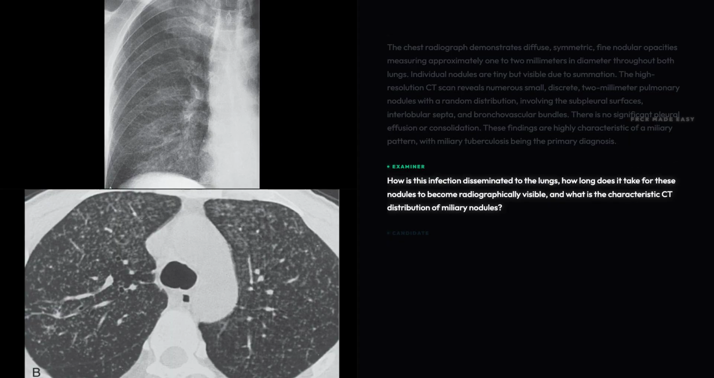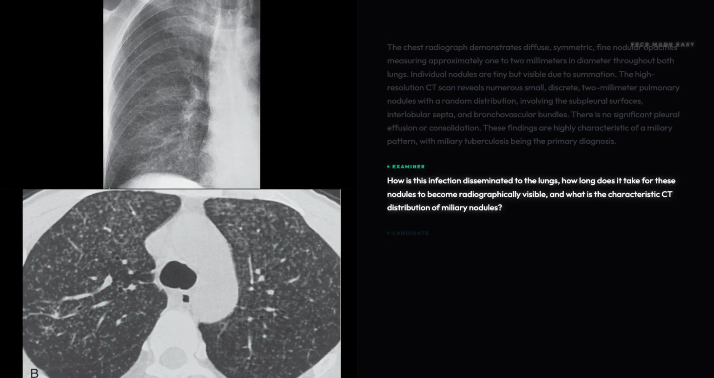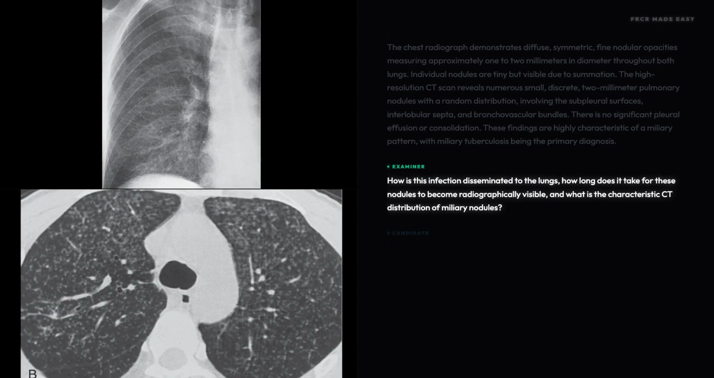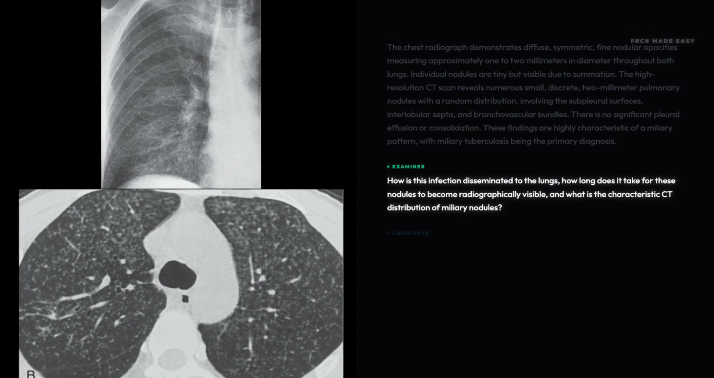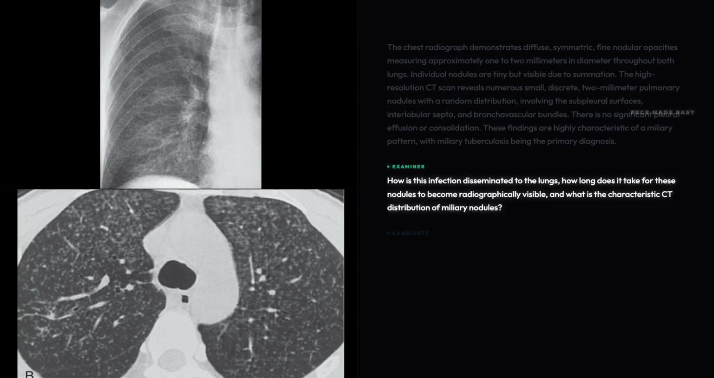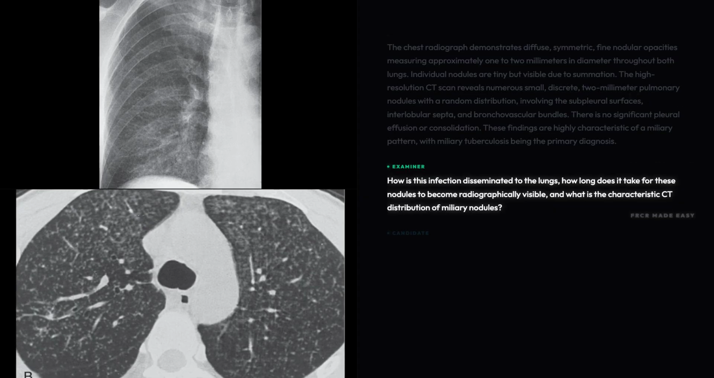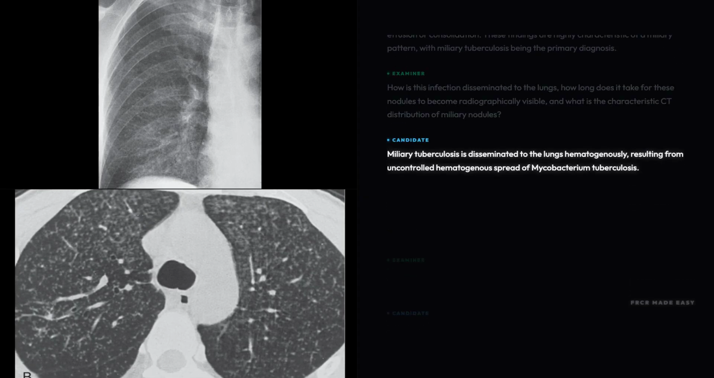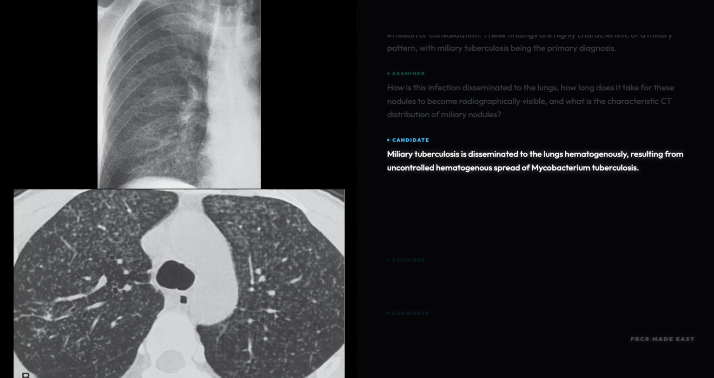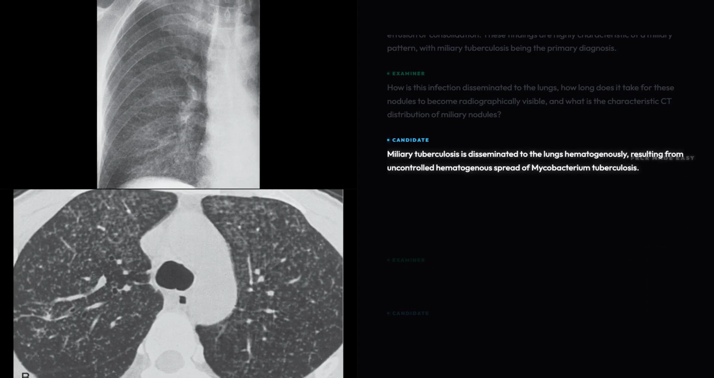How is this infection disseminated to the lungs? How long does it take for these nodules to become radiographically visible? And what is the characteristic computed tomography distribution of miliary nodules? Miliary tuberculosis is disseminated to the lungs hematogenously, resulting from uncontrolled hematogenous spread of Mycobacterium tuberculosis.